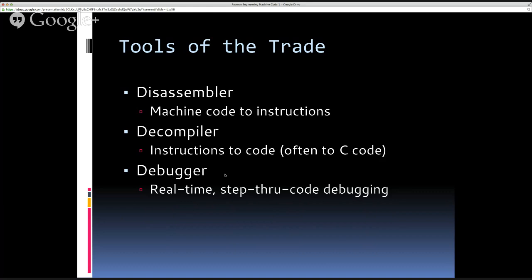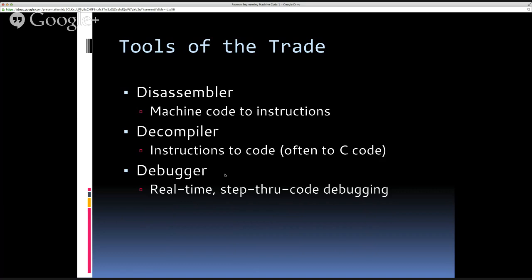So the disassembler will parse that header, figure out where the entry point is to the program, and then it will run its disassembly algorithms to do that analysis. The decompiler does further analysis on that disassembled code. And so the decompiler is going to try to take the instructions all the way to a higher level source code representation, usually C code.